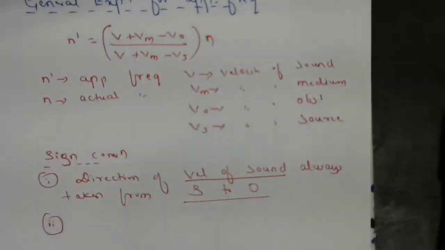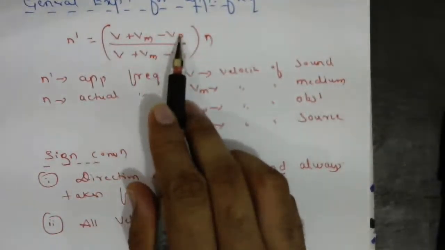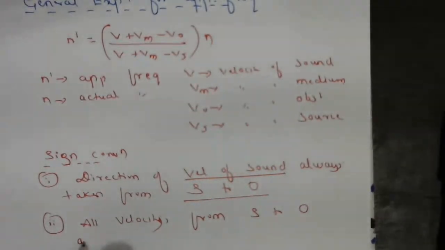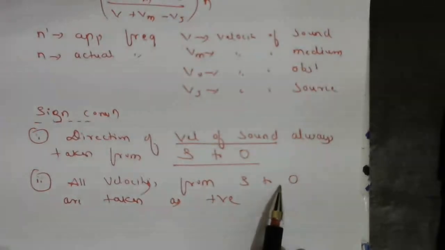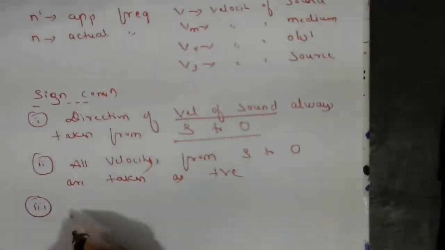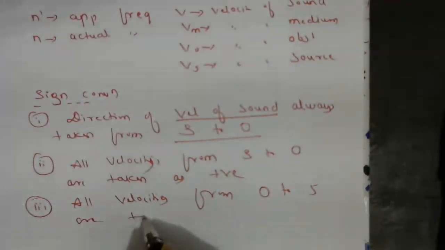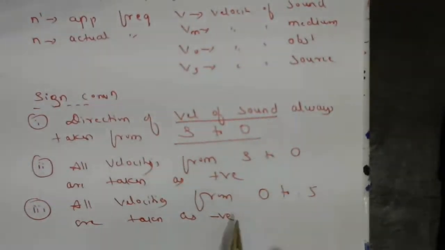Second one: all velocities, whether it is velocity of medium, velocity of observer, or velocity of source, from source to observer are taken as positive. And all velocities from observer to source are taken as negative. Observer to source, if you are taking any velocity, that is negative. Source to observer, that is positive. I'll take one example over here.